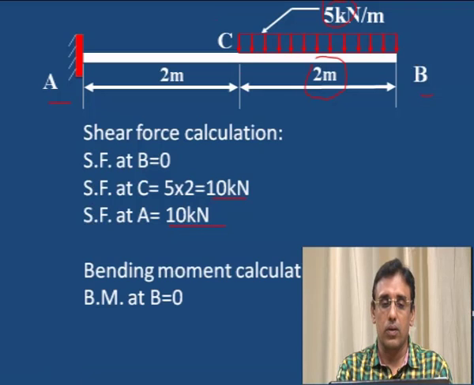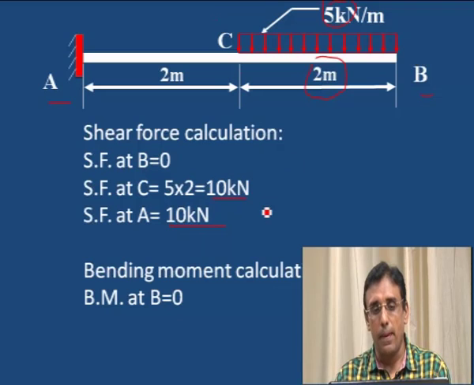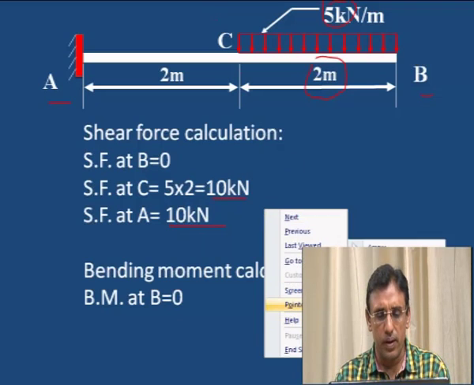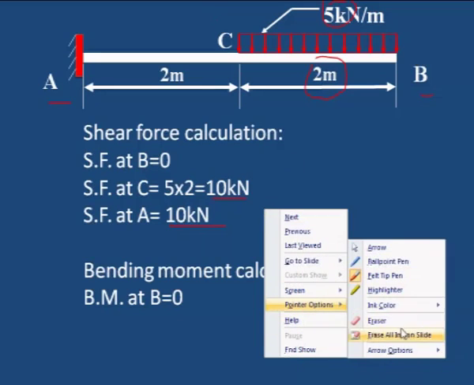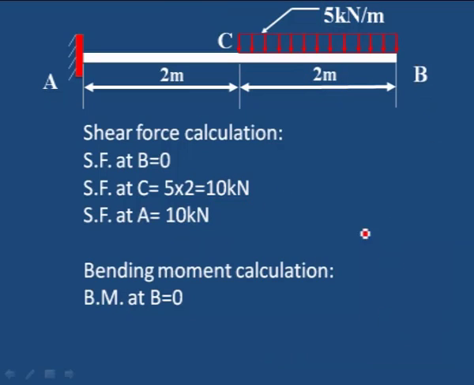Next, to calculate the bending moment at B, it is 0. For a cantilever beam, bending moment will always be 0 at the free end. Next, bending moment at C point. What is the load acting? 5 kilonewton into 2. 5 into 2 is the value.